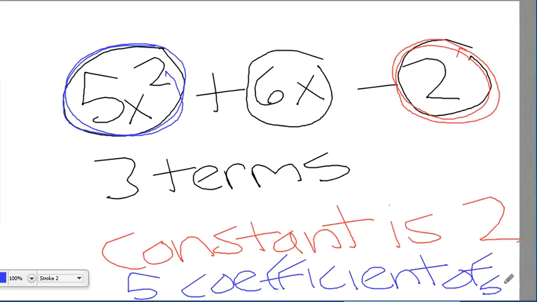Oh, I'm going to run out of room. 5x squared. 5 is the coefficient. That is the number part of the term.